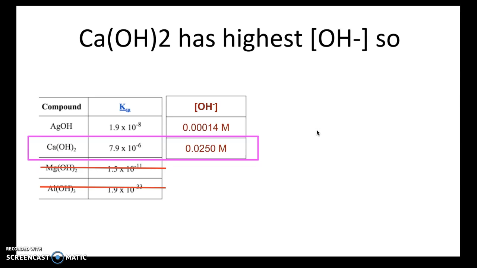Okay, so if we look at the values here, if we just line it up, the concentration of OH minus in silver hydroxide is 1.4 times 10 to the minus 4, or 0.00014 molar. I may have put too many zeros in, but this is the value. And for calcium hydroxide, it's 0.025 molar. And we can clearly see that the calcium hydroxide gives a higher concentration of OH minus, and so it will have the lowest pOH. All right, so remember, this is not question 8, but it's a modified version of question 8.